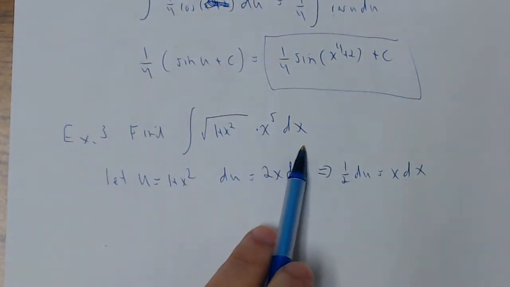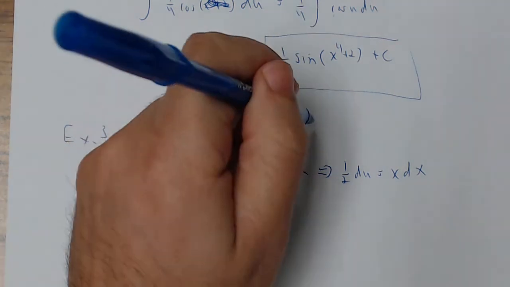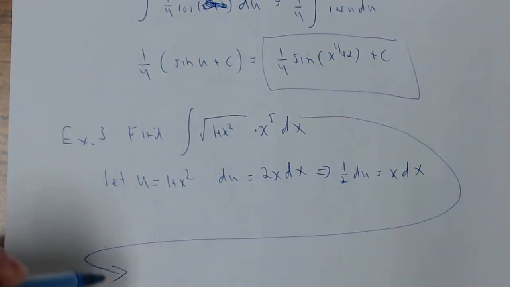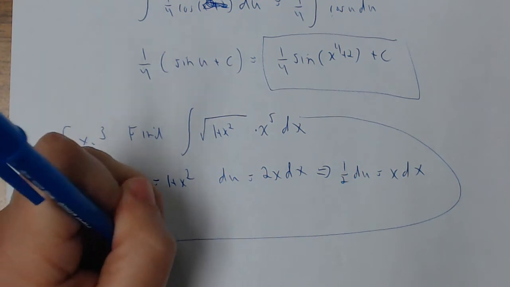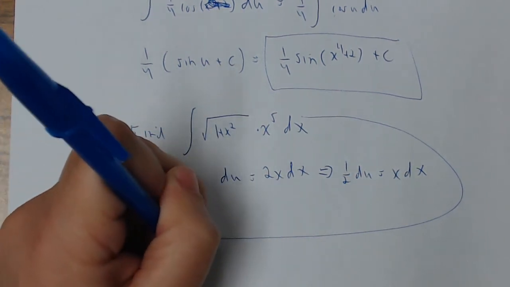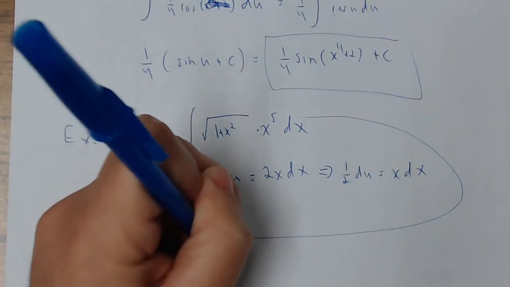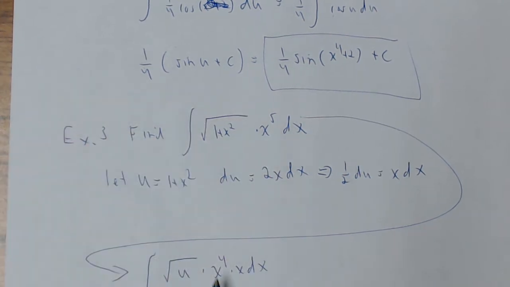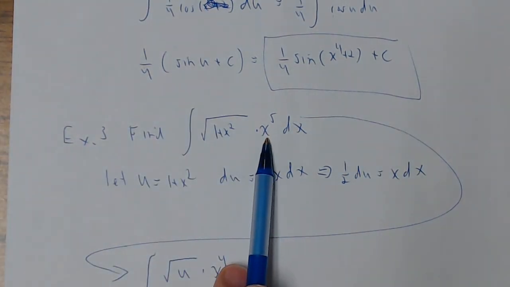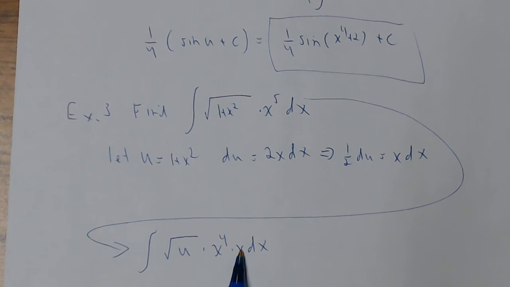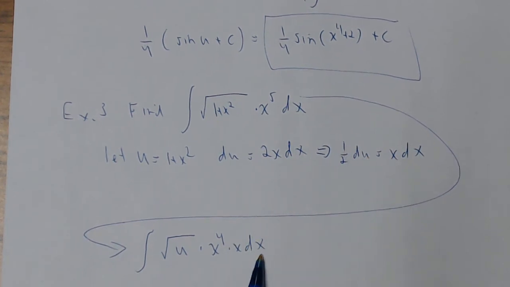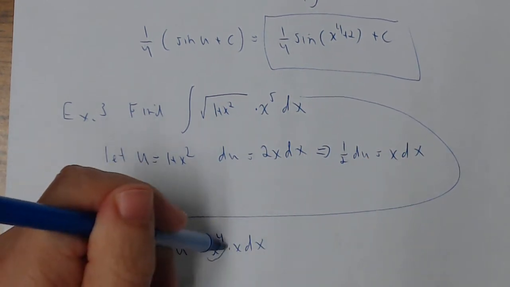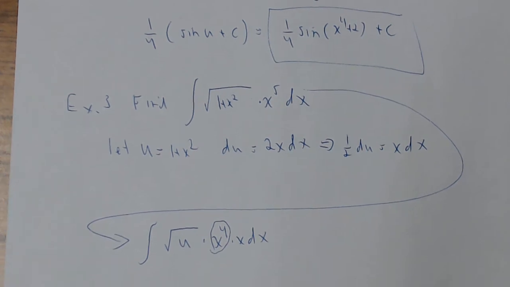Now, obviously, this has an x dx in it. See, if I were to take this down here, this integral will now become what? Square root of u times x to the 4th x dx, right? Because why do I take away an x from this? Because what do I know? This x dx is going to have a 1/2 du. Now the problem is we also have an x to the 4th. How do I fix for that?